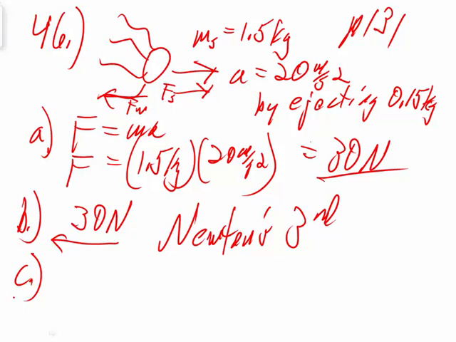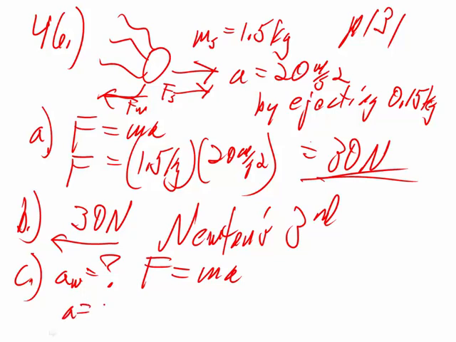What acceleration is experienced by the water? So we want to know the acceleration of the water, don't we? Well, again, we go back to Newton's second law, F equals ma. We've already found what the force was, so we want to know the acceleration. Solving for acceleration, it's force over mass. The force was 30 newtons. The mass of the water is 0.15 kilograms. And so the acceleration of the water is 30 divided by 0.15, which is 200 meters per second squared.